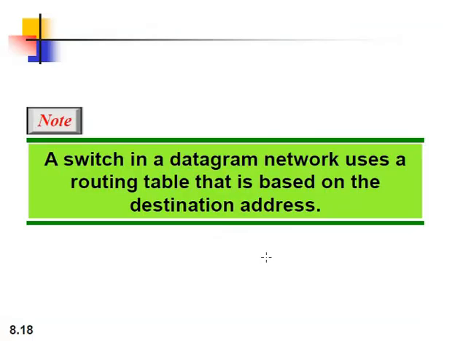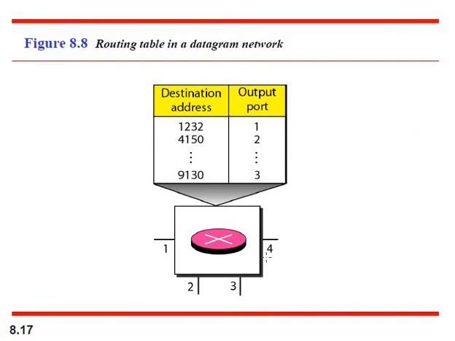That is, a switch in the datagram network uses a routing table that is based on the destination address. Whatever destination address it matches in its table, depending on that the packet will leave. For example, if I want to reach address 9130, the output port 3 will be used.